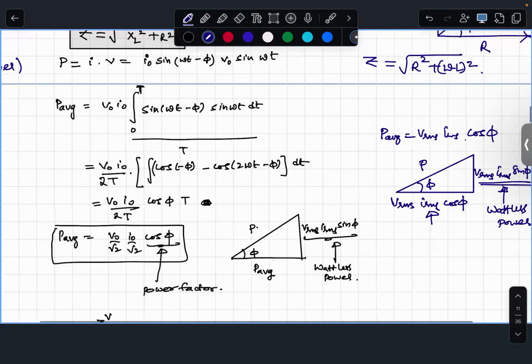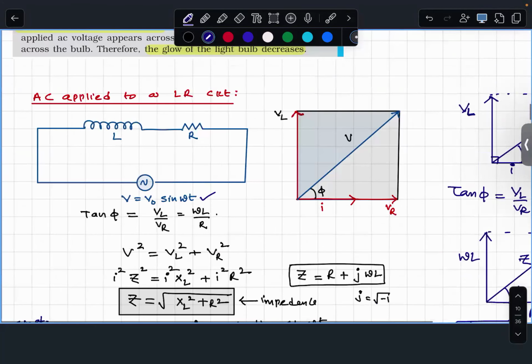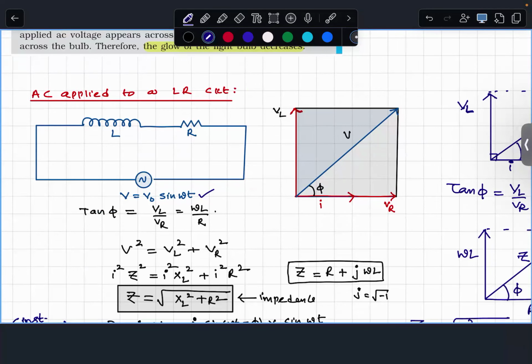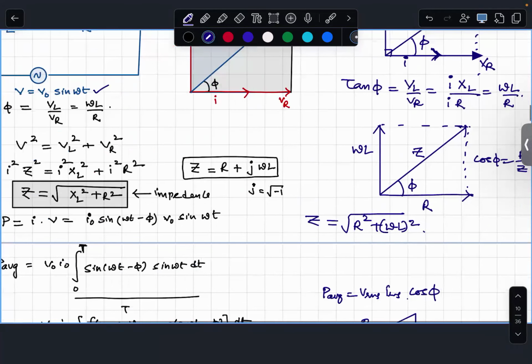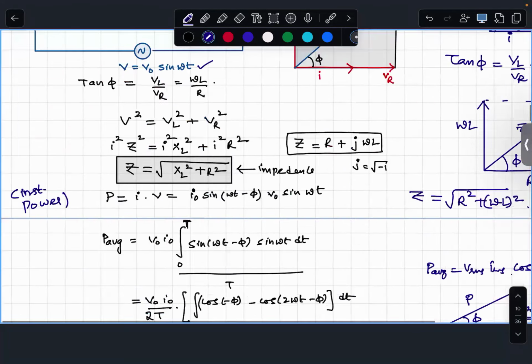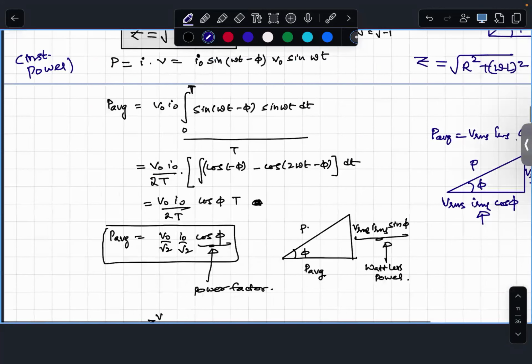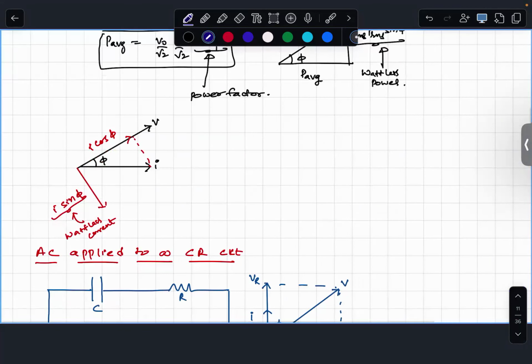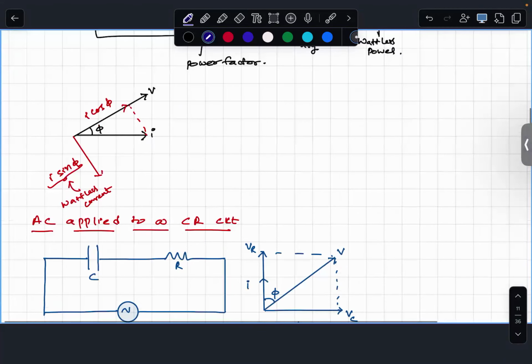Okay. So finally, what are our conclusions for AC applied to a pure LR circuit? Voltage leads current. Z is under root R square plus omega L square. And by the way, average power is also given. Phasor diagram is also given. As I told earlier, the voltage is leading current, so I will have two components: I cos phi along V, and I sin phi perpendicular to V. This I sin phi component is called wattless current.